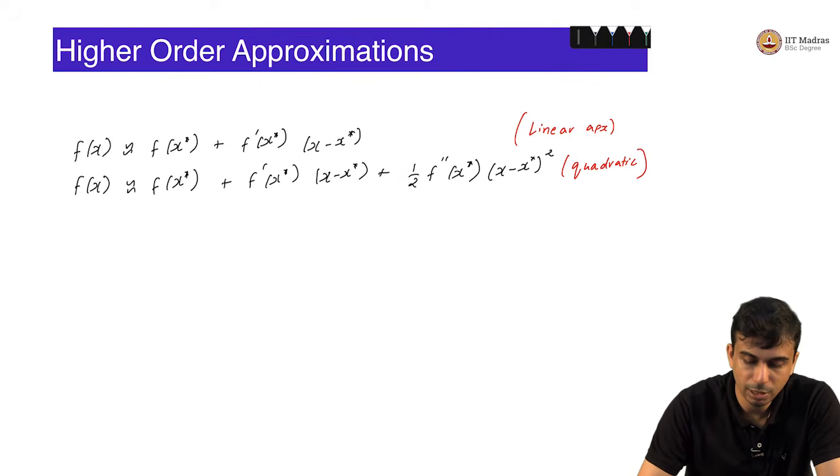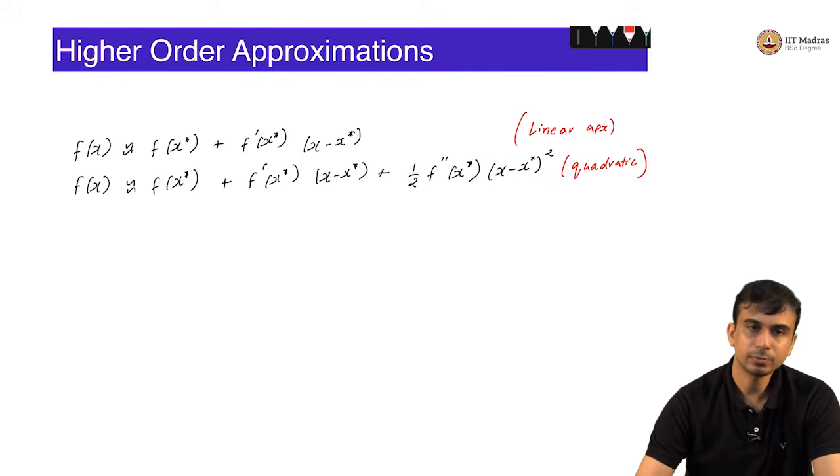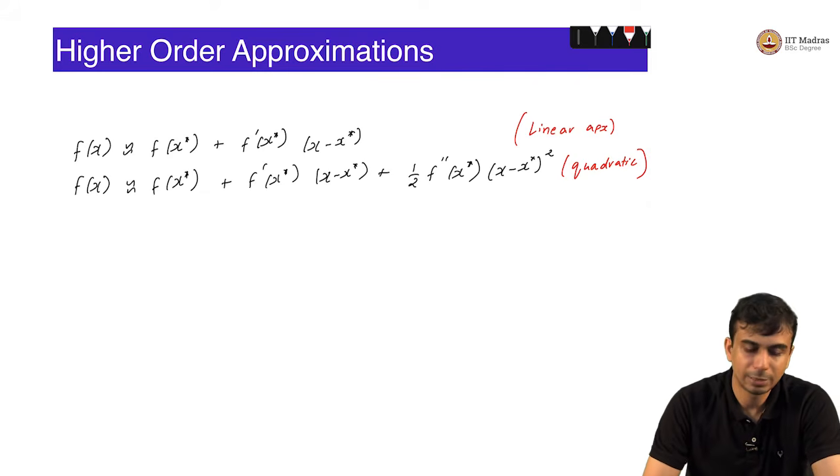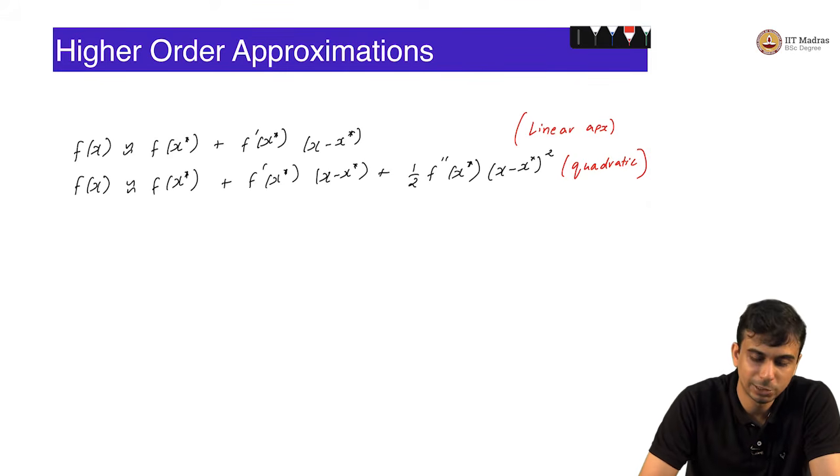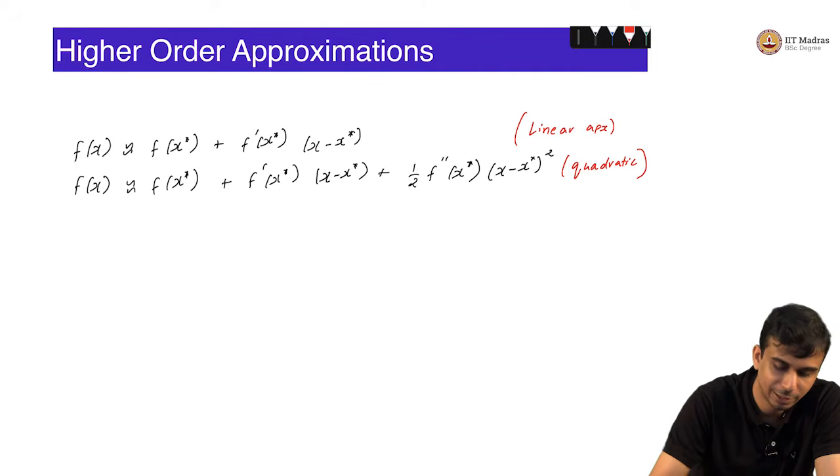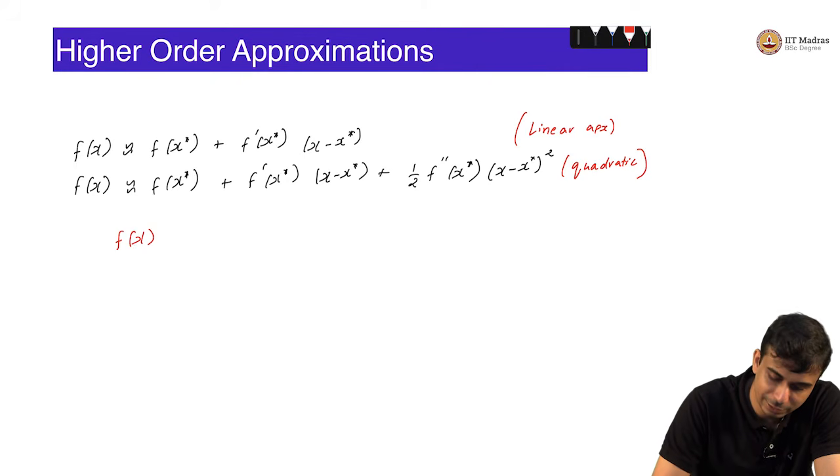Both of these are approximations, but the second is a better approximation than the first. But it comes at a cost. It is significantly more complex. It is a quadratic term here as opposed to just a linear term here. And for example, for a special class of functions, quadratic approximations are exactly equal to the function itself. The classic case for that is f of x equal to, let us say, x squared itself.